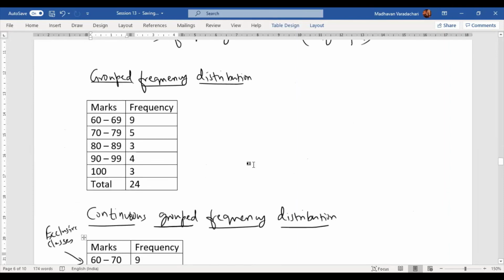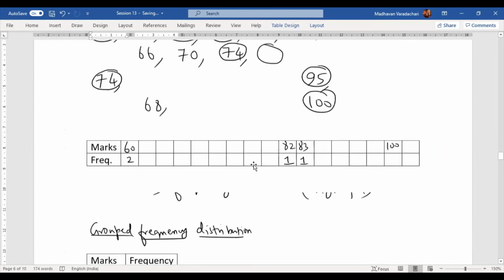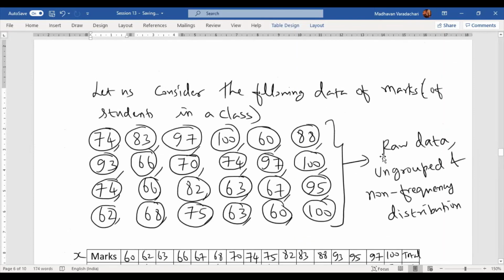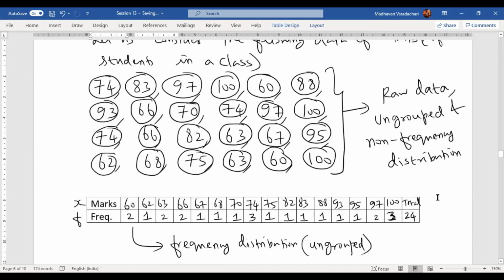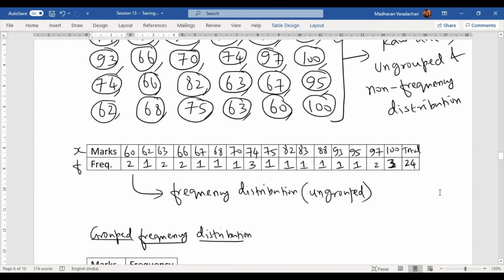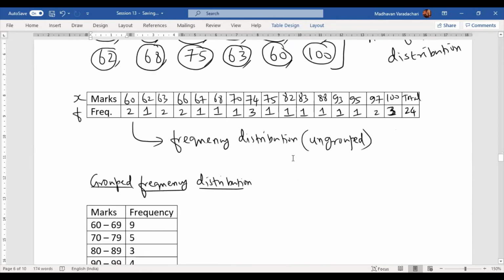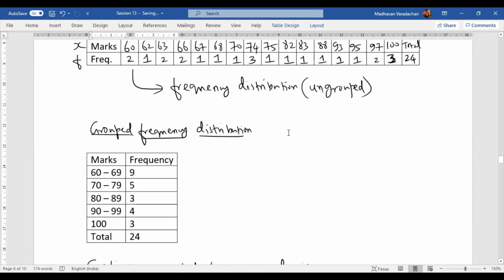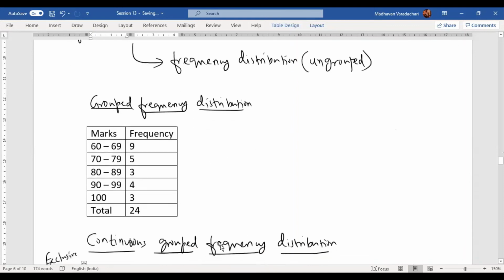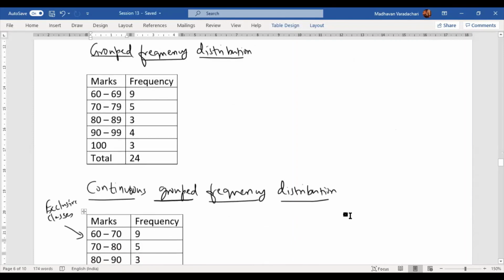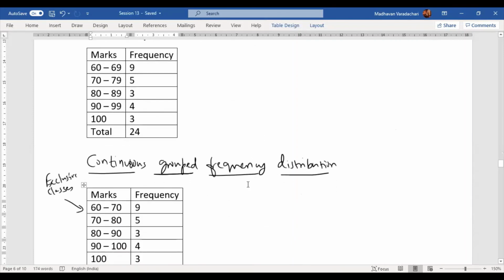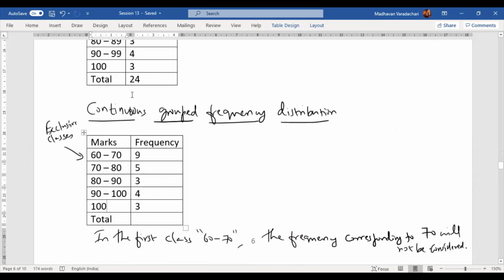But we made this to understand the differences: what we mean by raw data, also called an ungrouped frequency distribution, what we mean by a grouped frequency distribution, and what we mean by a continuous grouped frequency distribution. For that understanding, we created one data set and understood through that data. That is the main thing.